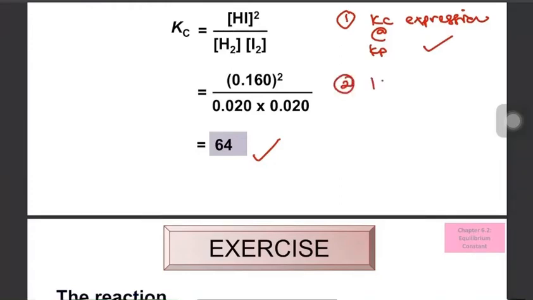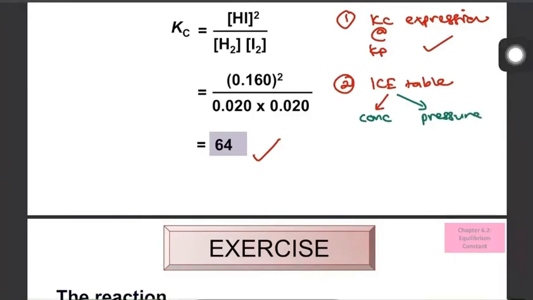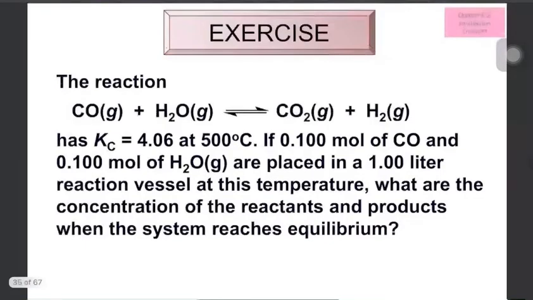Number two, ice table. Okay, ice table is very important, but make sure you know what unit you are using. What physical quantity are you using? Is it going to be concentration or is it going to be pressure? Because we only have Kc or Kp. So concentration means we are actually calculating Kc. Pressure means we are actually calculating Kp.